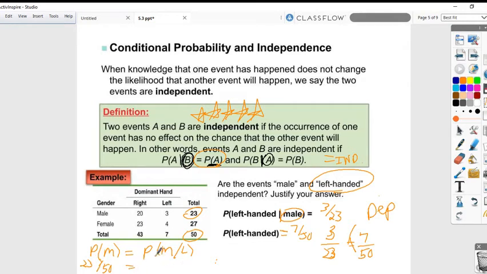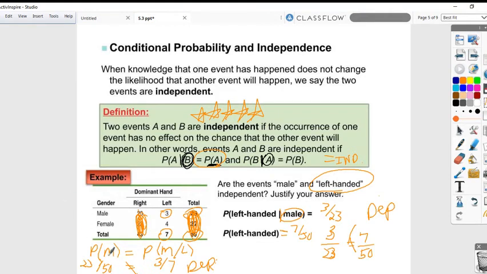Equals. Then I'm going to do males given left-handed. So everything else is going to disappear. Given left, how many males do I have? 3 out of 7. Are these two equal? No. Therefore, they're dependent.